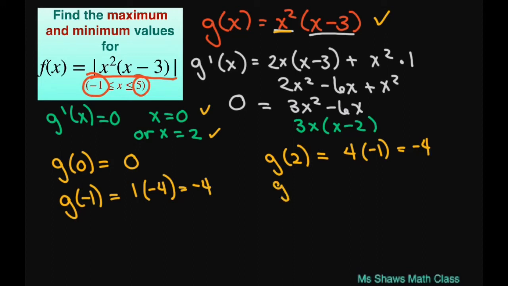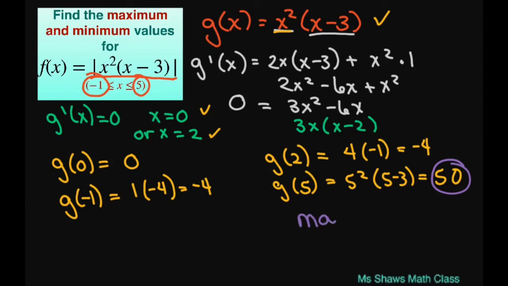Then we have g of 5. That's going to be 5 squared times 5 minus 3. So that's 2. That's going to be 25 times 2, which is 50. Therefore, your maximum value is happening here. So your maximum value is 50, and you always write at x equals 5.